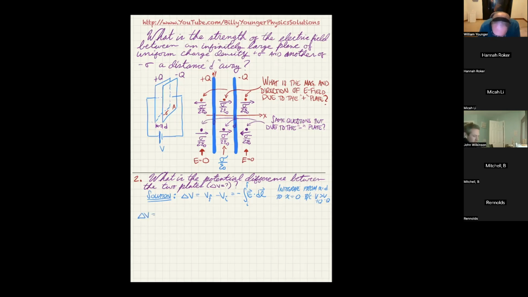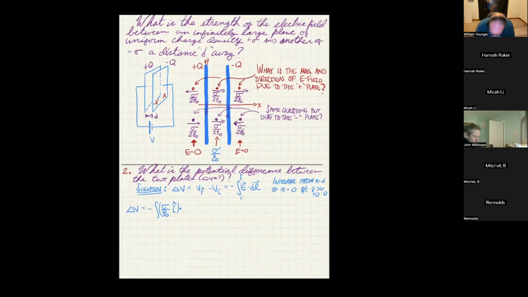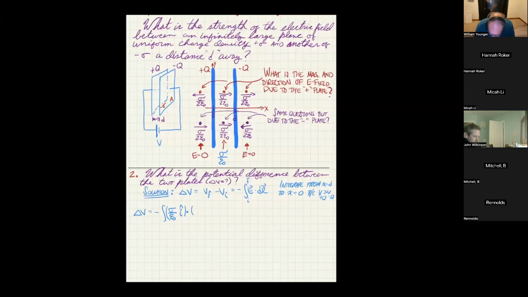Delta V is equal to the negative integral of, now my electric field, we've already decided, is sigma over epsilon naught, and it points to the right, which is the I hat direction. Now we've got to dot that with our DL. I'm going to use the DL to indicate the direction I'm integrating. In this case, I'm integrating in the negative x direction, so I'm going to say DL is negative dx I hat.